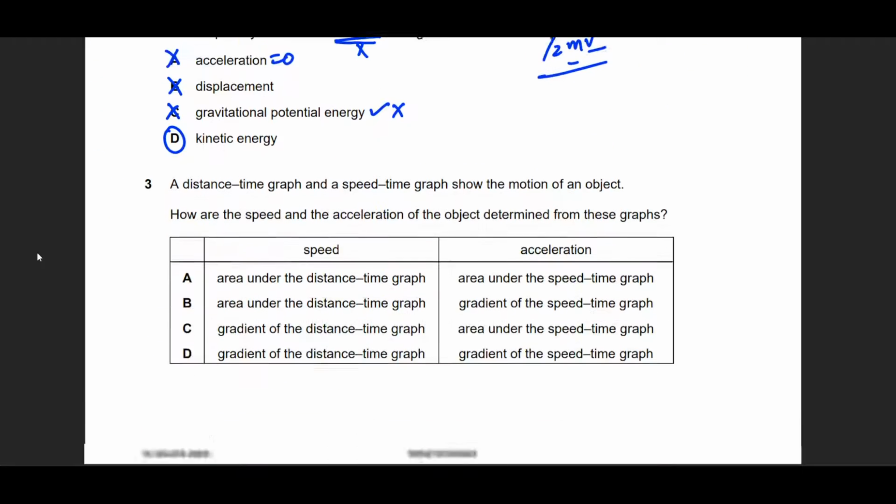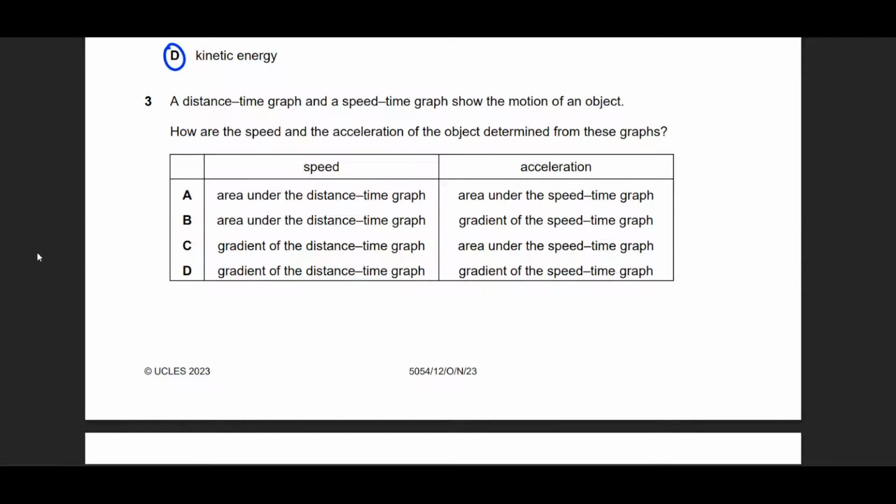Question number 3 says, speed time graphs, speed is being represented and acceleration is being represented by which respective graph? So we have a distance time graph and a speed time graph. What can be deduced from their gradients, for example? So area under the distance time graph has primarily no meaning. It's a wrong question. So option A and B are going to get cancelled out. The gradient of the distance time graph, yes, that's more likely. And acceleration is again the gradient of a speed time graph. The area under the speed time graph represents the distance moved by the object. So question number 3, the answer is going to be D.